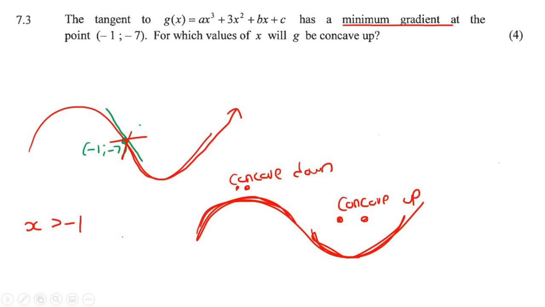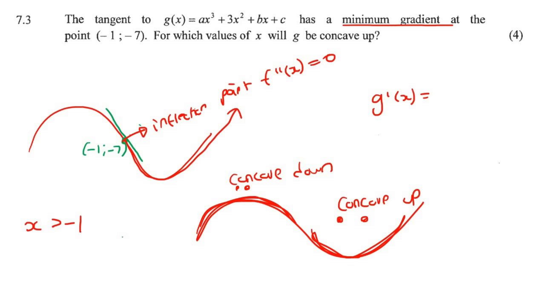We know that this point here is called your inflection point. And to find your inflection point, we should know that that is where your second derivative is equal to 0. So let's go do that. Let's go find the first derivative. That'll be 3ax squared plus 6x plus b. Then we go find the second derivative, which would then be 6ax plus 6. Now, we're going to make that equal to 0.